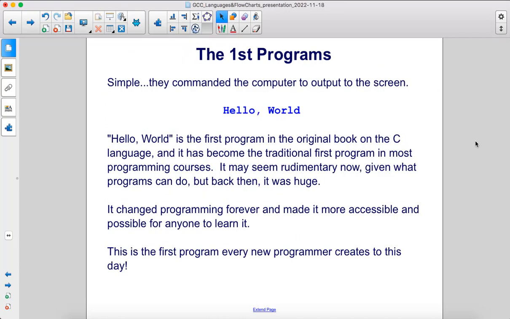Simple. They commanded the computer to output to the screen. Hello World. Hello World is the first program in the original book on the C language, and it has become the traditional first program in most programming courses. It may seem rudimentary now, given what programs can do, but back then it was huge. It changed programming forever and made it more accessible and possible for anyone to learn it. This is the first program every new programmer creates to this day.